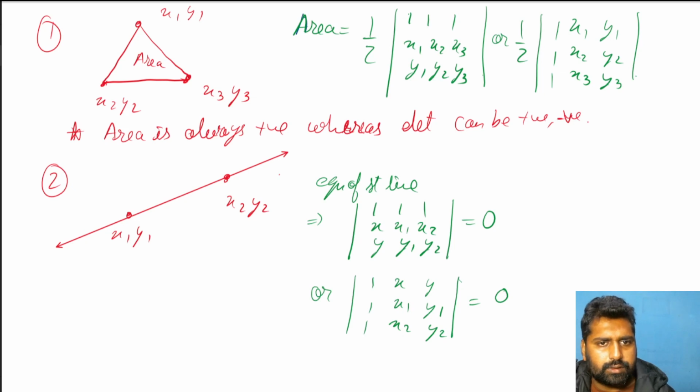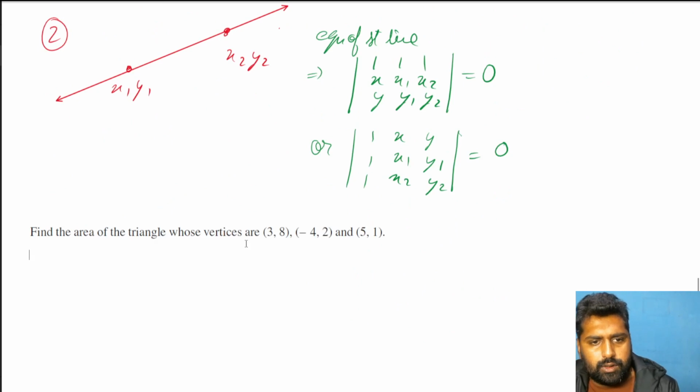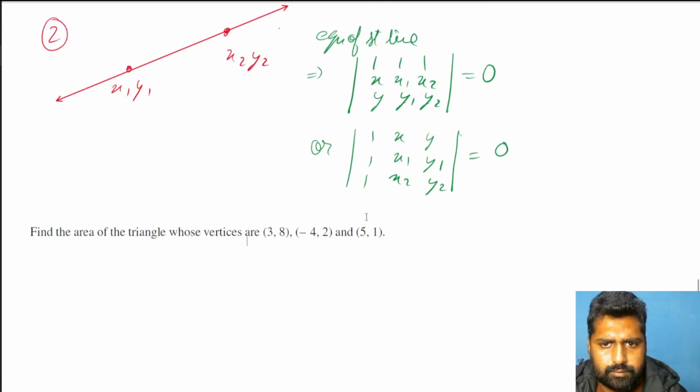All right, so let's look at one question. I used the same one to calculate the determinant also. That will help you. Look at this question. The points are 3, 8, minus 4, 2, 5, 1.